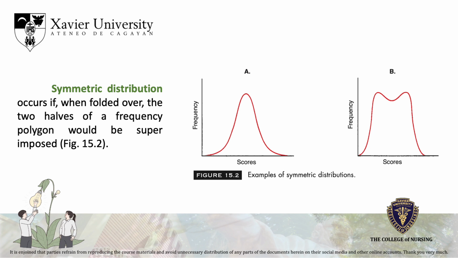Here, this is Figure 15.2, an example of a symmetric distribution. When we talk about a symmetric distribution, if it were folded over, the two halves of the frequency polygon would be superimposed.